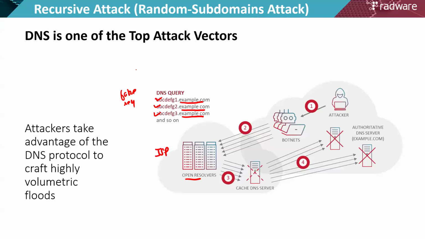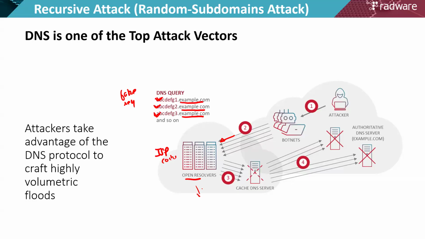Now, if you remember the working of the ISP server, what is its function? If it receives a request, it will check whether it is present in the cache. Now, these three are fake requests. So that means the resolution will not be present in the cache, right? So what do the open resolvers do?